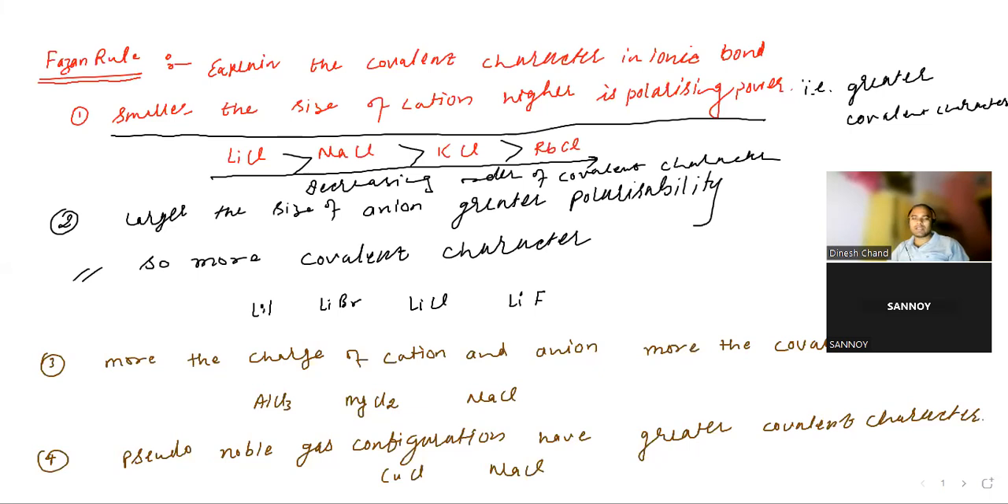For covalent character, you need to bring the shared electrons, the two electrons, to the center. Sir, first LiF, then LiCl, LiBr, then LiI, smaller to larger size. No, this is the correct order.